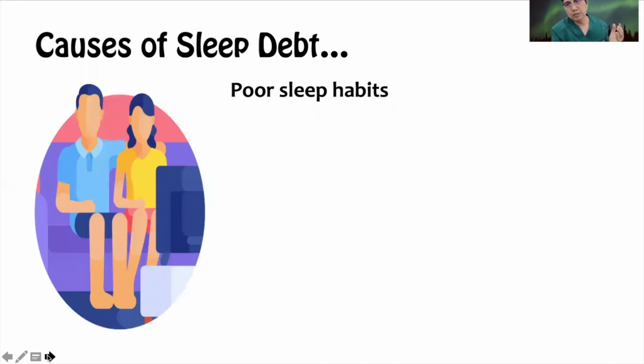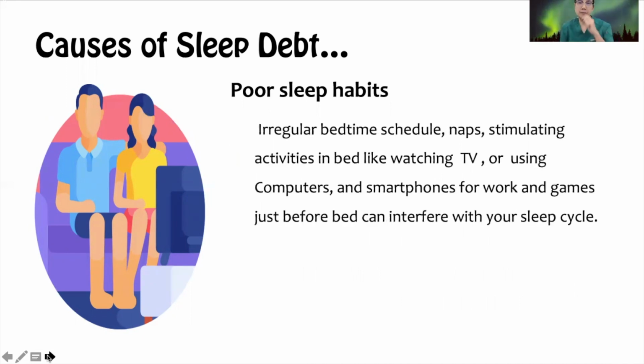But one very important reversible cause of sleep debt, which you may not even know you're doing, would be some of the poor sleep habits. If you don't have a regular bedtime schedule, you've been taking naps during the day, or prior to sleeping you have stimulating activities, which we are guilty of, like watching TV or using computers or smartphones for work and games, or even shopping just before bed. This can interfere with your sleep cycle. It is best to put down these gadgets 1 to 2 hours before your bedtime.